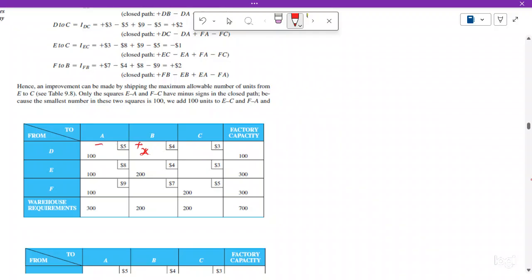Have positive minus positive minus, and it's dB equals to 4 minus 5 plus 8 minus 4.